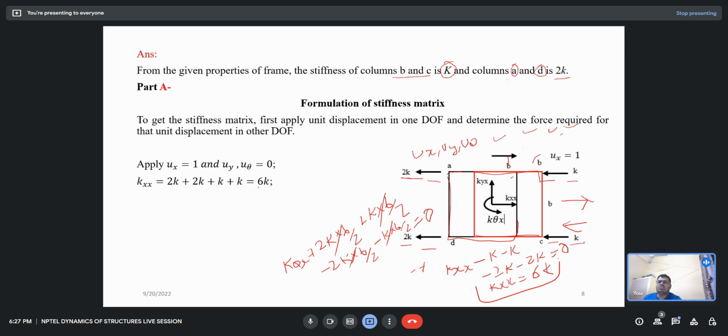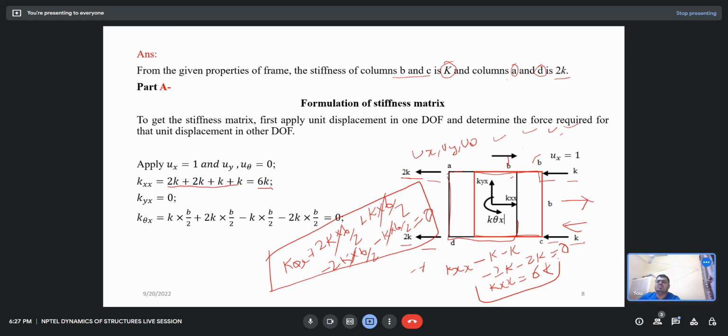So here kxx is coming out to be 6k, whatever I have done here, 2k, 2k plus k in that direction. In the opposite direction, kyx is 0, and the k theta x would also be 0. So whatever I have done here, the same is done here. This moment is in one direction, and these forces give a moment in the opposite direction. So both of them cancel out each other, and k theta x is equal to 0.